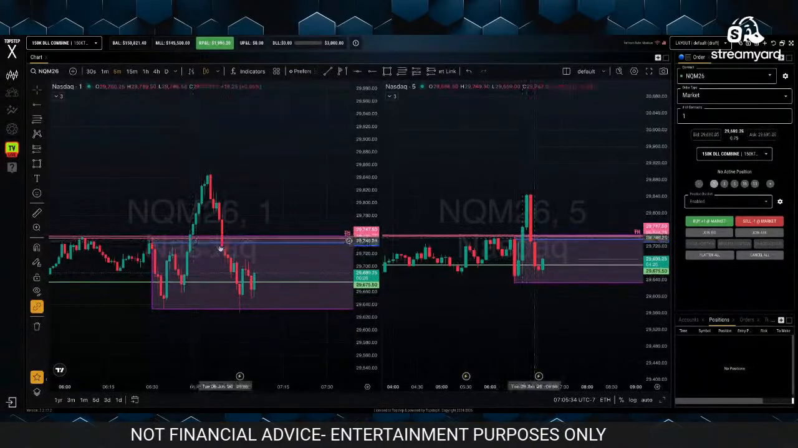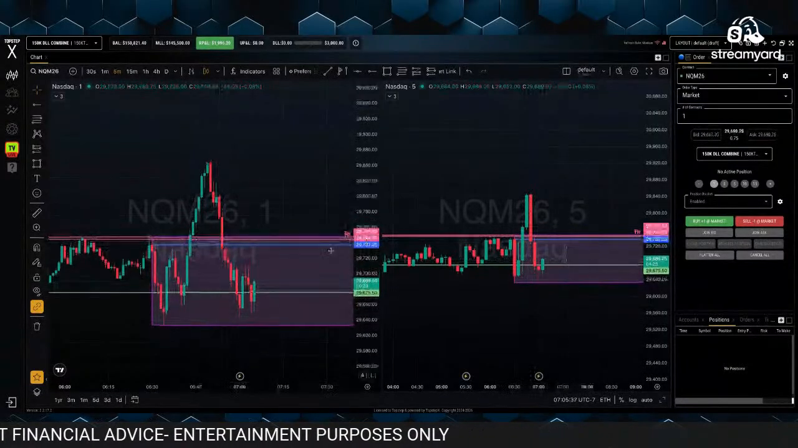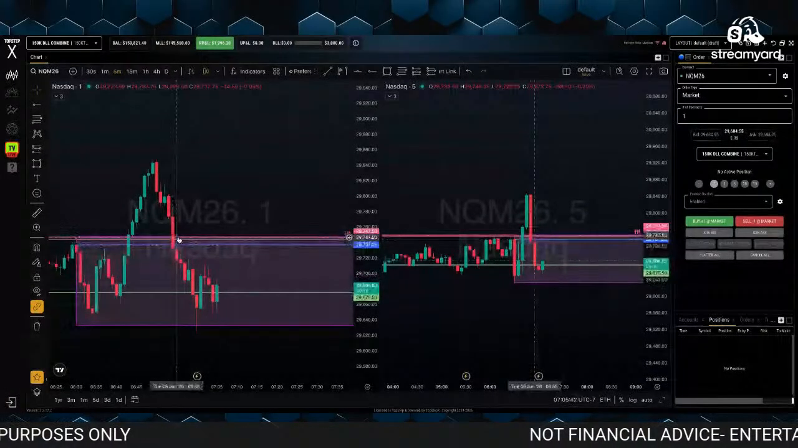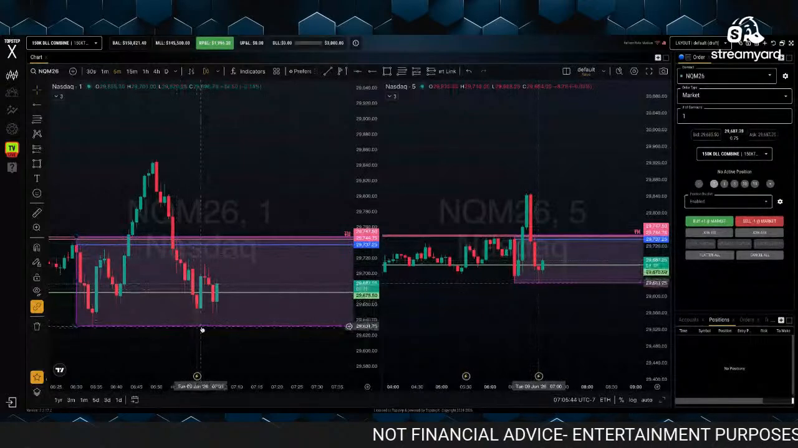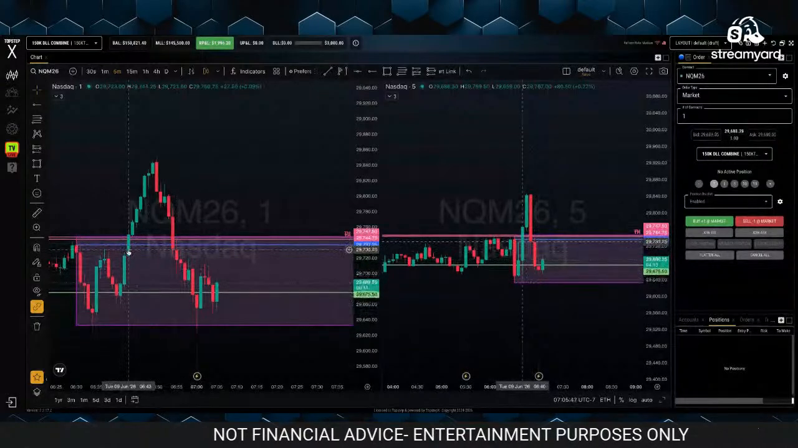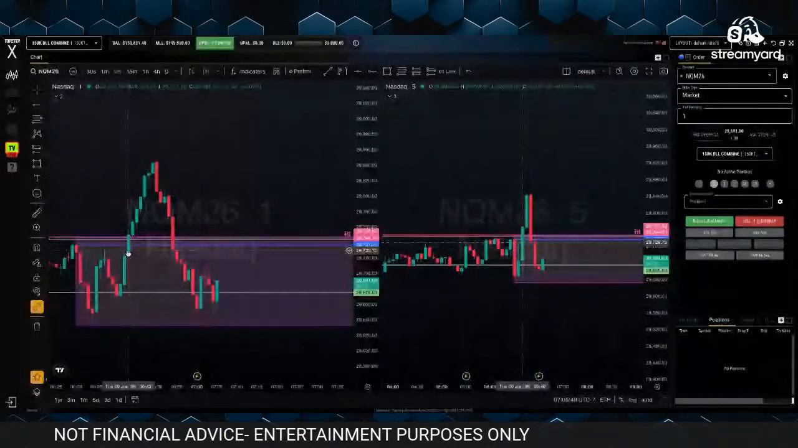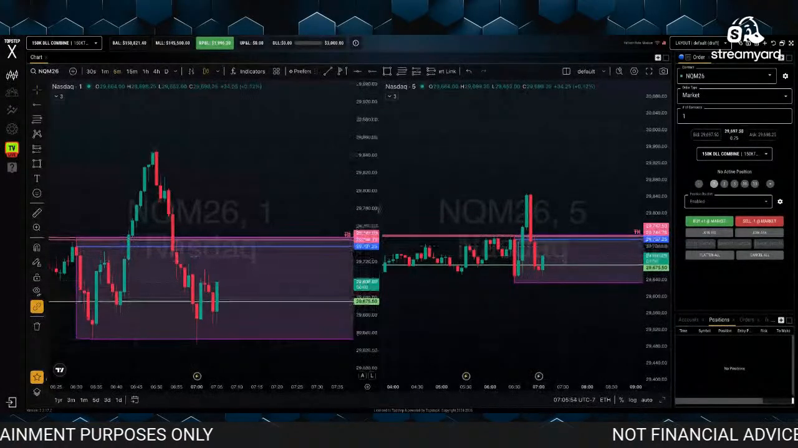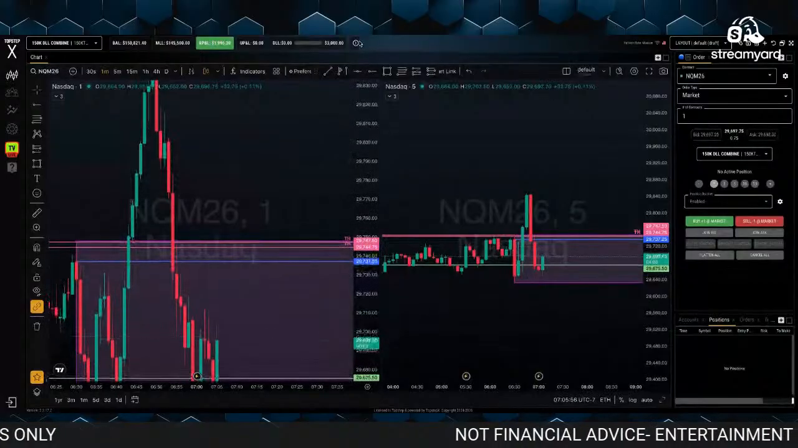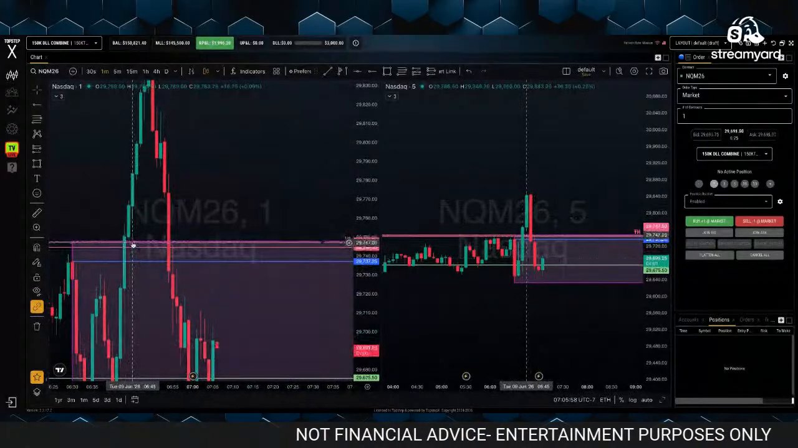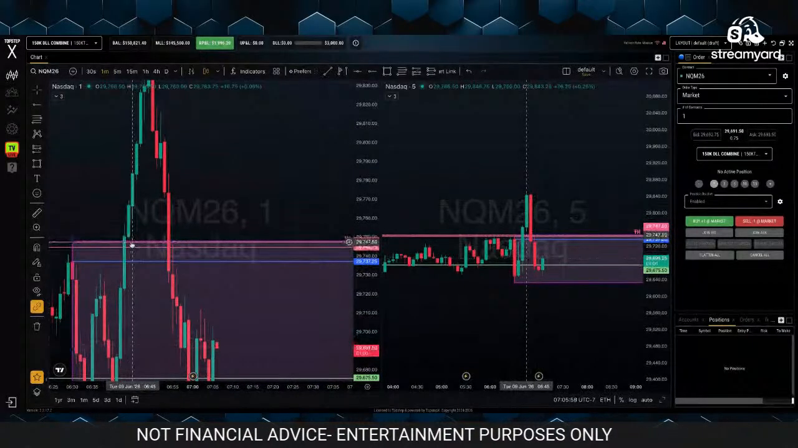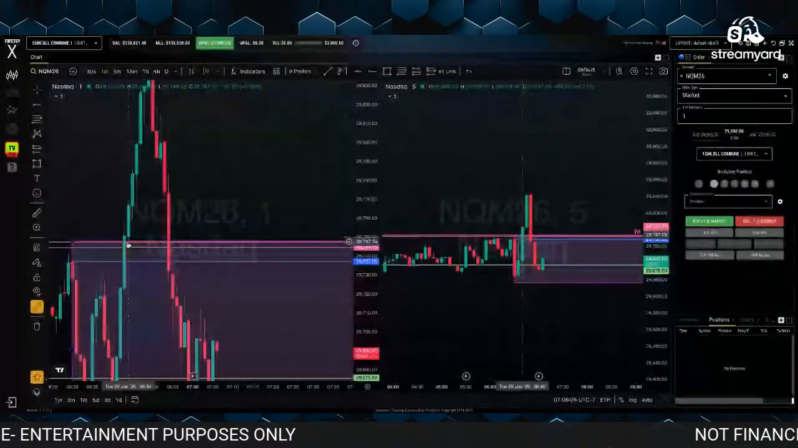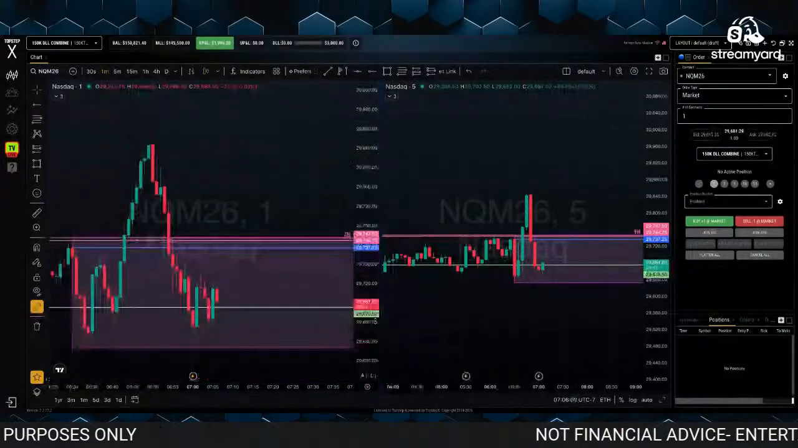This is exactly what I'm looking for. What I took, I wanted it to break and then come back to it and then go. That's what you call the break and retest. And yes, it kind of happened here, but see, it didn't really even touch this pink line here at the bottom. So that's why I didn't take it.